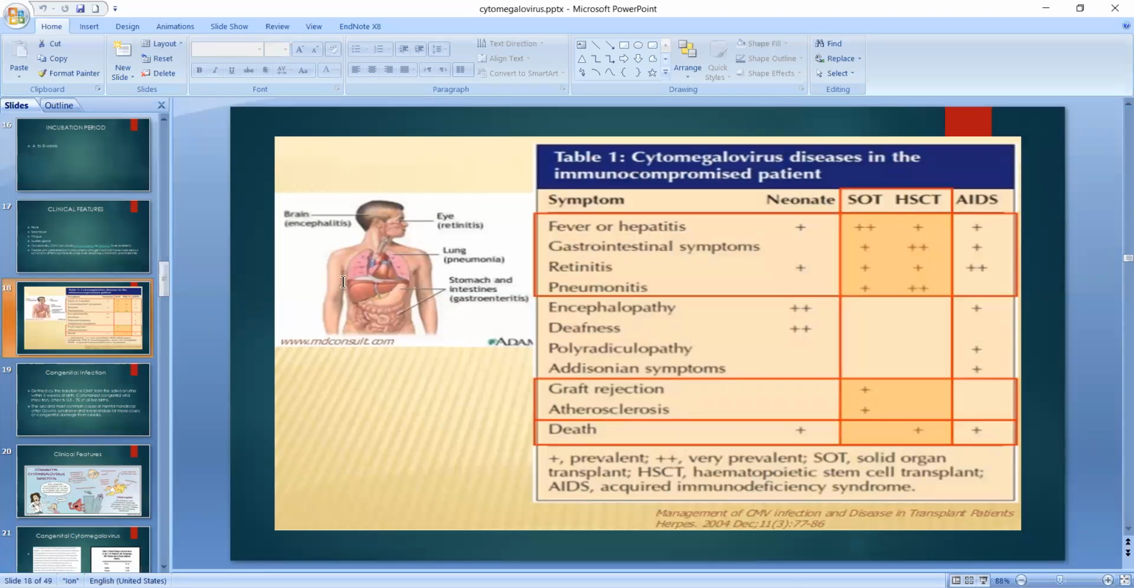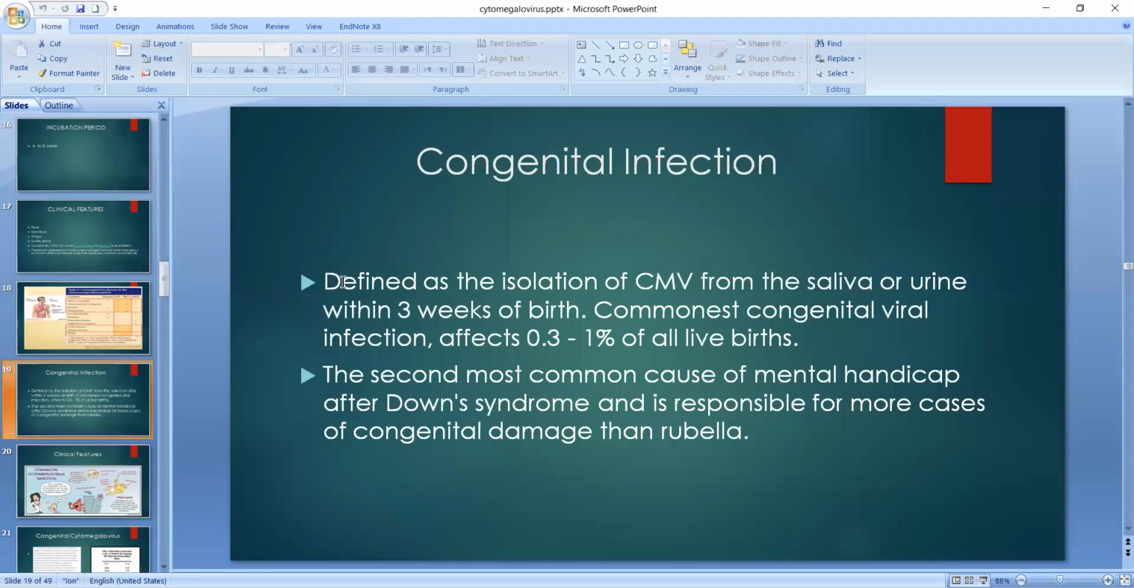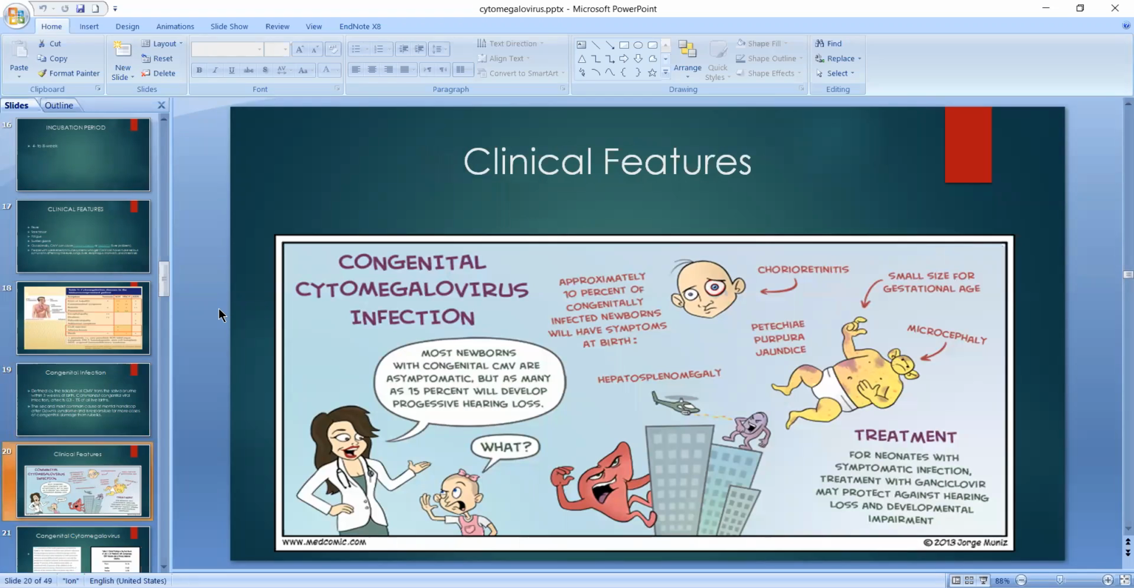Congenital infection. Congenital infection is defined as the isolation of cytomegalovirus from the saliva or urine within 3 weeks of birth. It is the commonest congenital viral infection, affecting 0.3% to 1% of all live births. It is the second most common cause of mental handicap after Down syndrome and is responsible for more cases of congenital damage than rubella. These are the clinical features of congenital cytomegalovirus infection. The newly born babies show signs and symptoms of hepatosplenomegaly, chorioretinitis, jaundice, petechiae, purpura, small size for gestational age, and microcephaly.